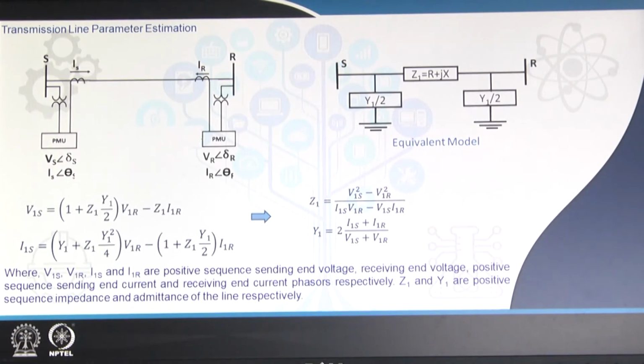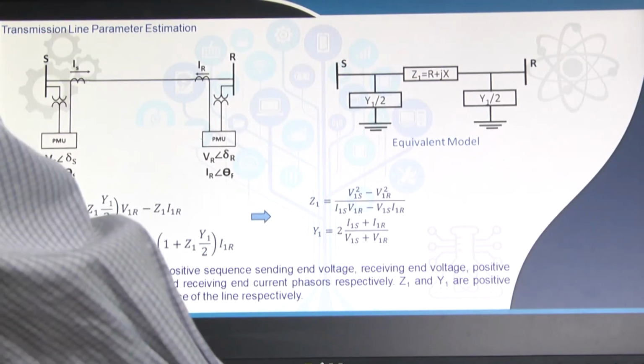So, this is about our PMU 1, the generator side PMU, and PMU 2, the grid side, and the corresponding angles delta s and delta r, and theta s and theta r for the currents, are as usual. Now, going to this, we can find the positive sequence impedance of the line using the positive sequence voltage and current, and similarly we can find Y1, the positive sequence admittance, using the particular relation. Here the 1 stands for the positive sequence parameter.